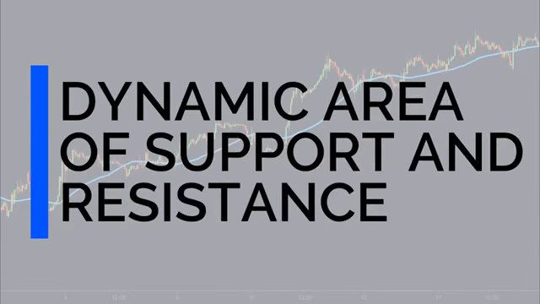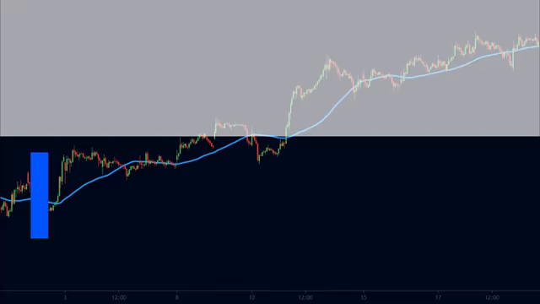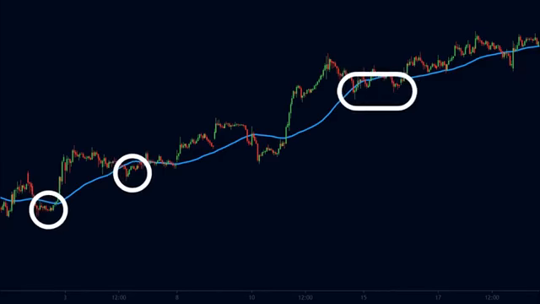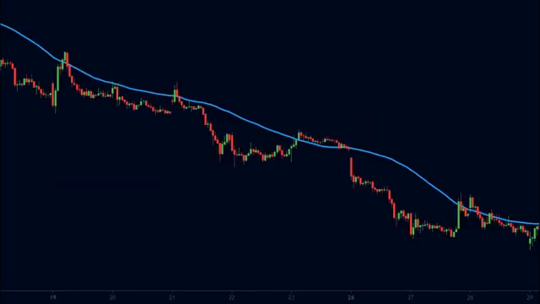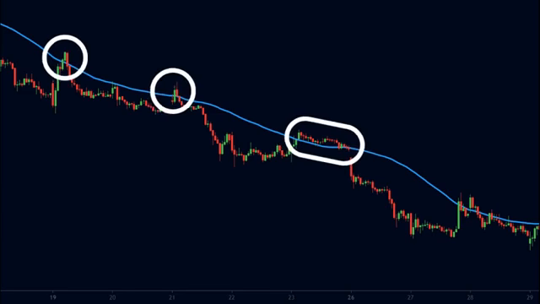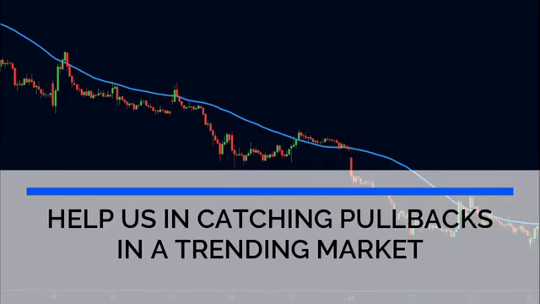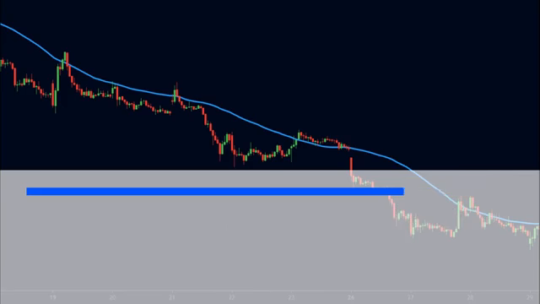A moving average often acts as a dynamic area of support and resistance. For instance, in an uptrend, when the price makes pullbacks, it will often find support at the moving average and bounce upwards. Similarly, in a downtrend, we can often see that the price pulls back to the moving average and finds resistance. Therefore, moving average can help us in catching pullbacks in a trending market.